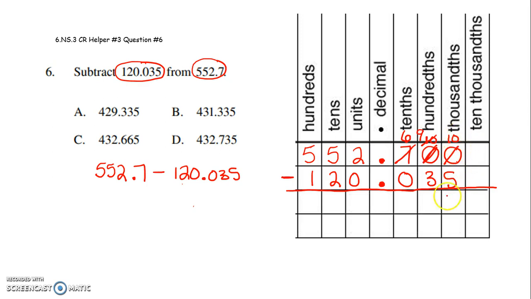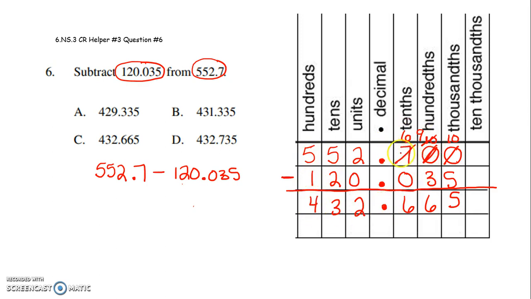Okay, 10 minus 5 is 5. 9 minus 3 is 6. 6 minus 0 is 6. Bring down my decimal. 2 minus 0 is 2. 5 minus 2 is 3. 5 minus 1 is 4.